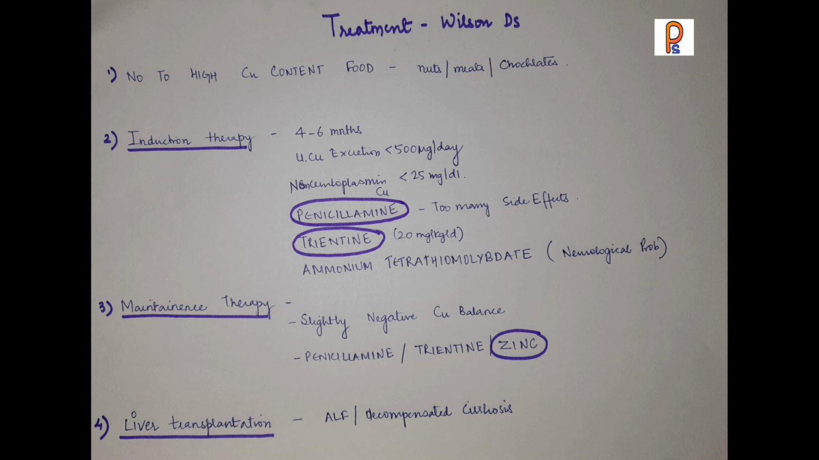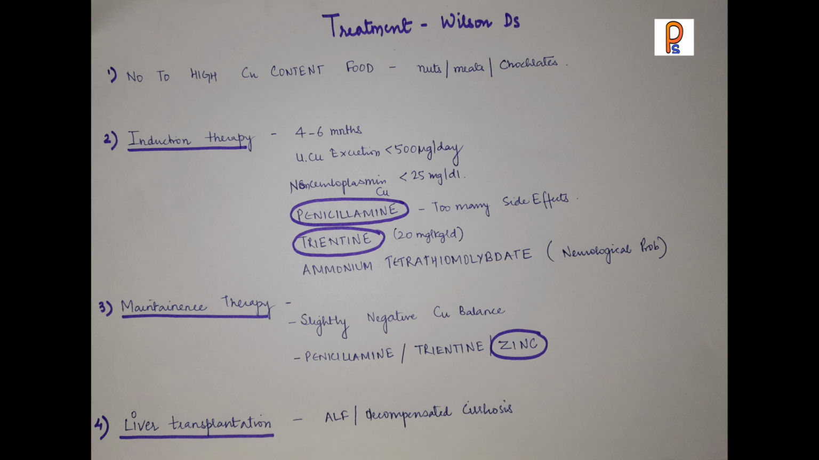Now, another drug is ammonium tetrathiomolybdate, but the problem is it is not easily available in India, and it is mainly used for neurological manifestation of Wilson's disease. Like we have seen, neurological manifestation can be in the form of behavioral problem, scholastic deterioration, speech difficulty, convulsion, choreoathetoid movements, dystonia, all that can be present.